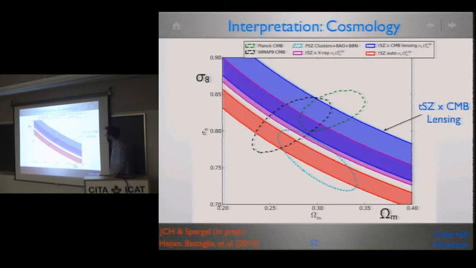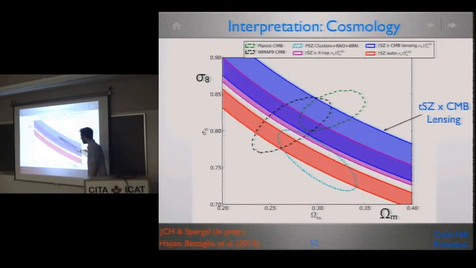All right, we can also constrain cosmology from these results. So if you fix the gas physics model to our fiducial Battaglia model, you can let sigma 8 and omega matter float. This just shows the same results I had earlier in the talk. The SZ clusters from Planck are in cyan. The Planck CMB is green.